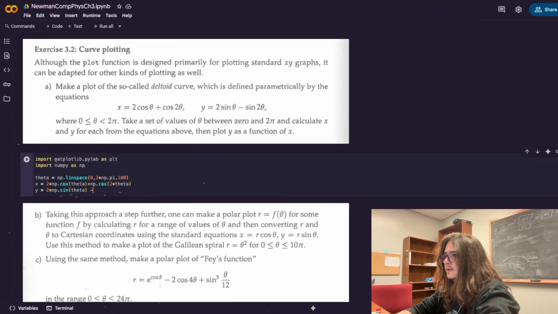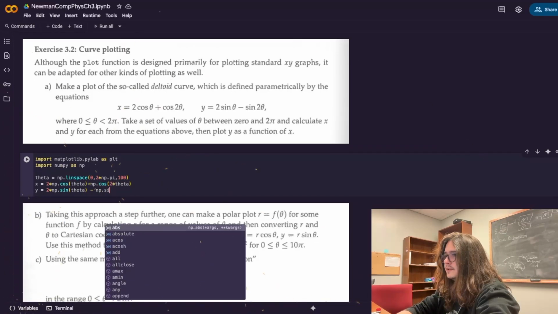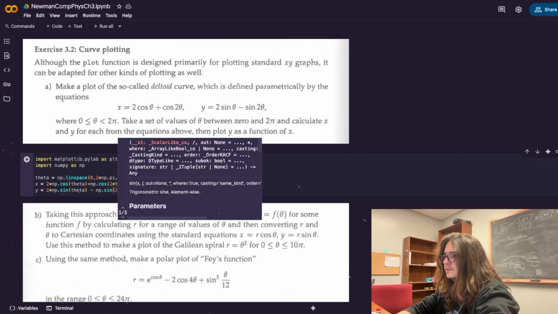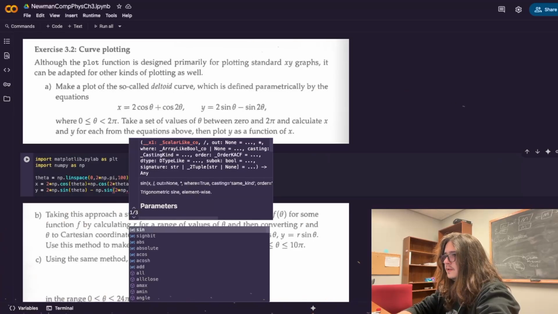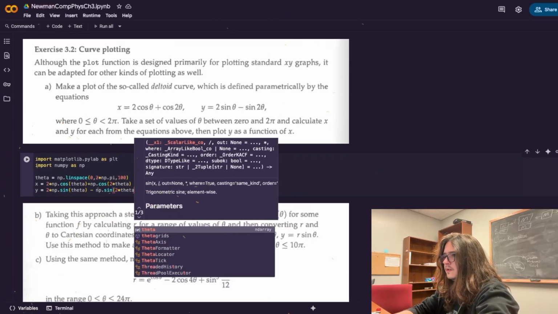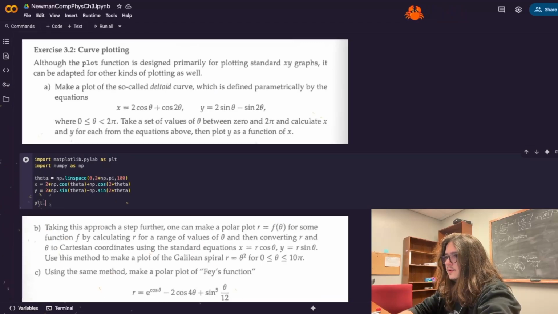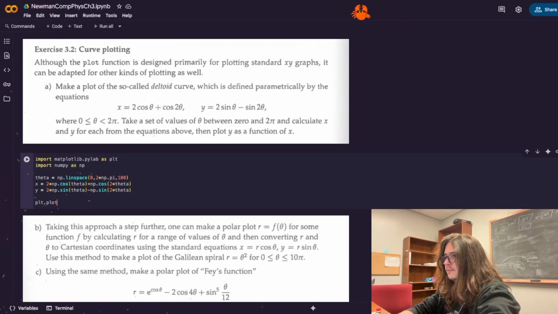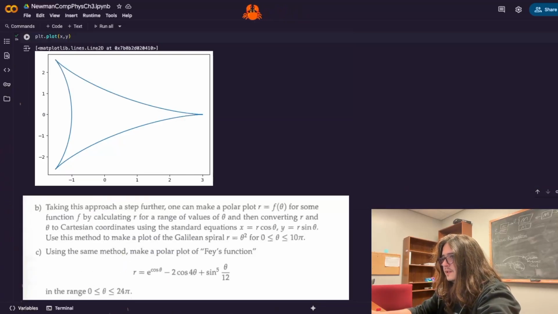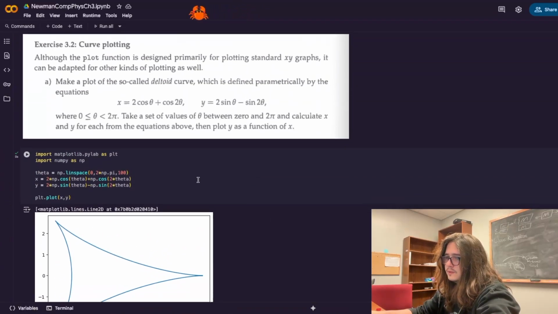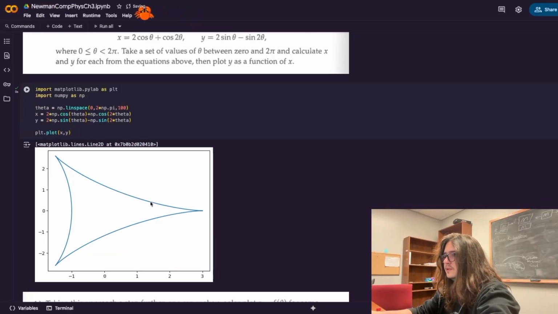and then minus sine 2 theta. Made the same mistake twice, but yeah, that sort of thing. Just gonna make this a bit shorter. And then after all that, you just use matplotlib to plot x versus y, and you'll get the deltoid curve. Pretty nice, pretty sleek little shape.